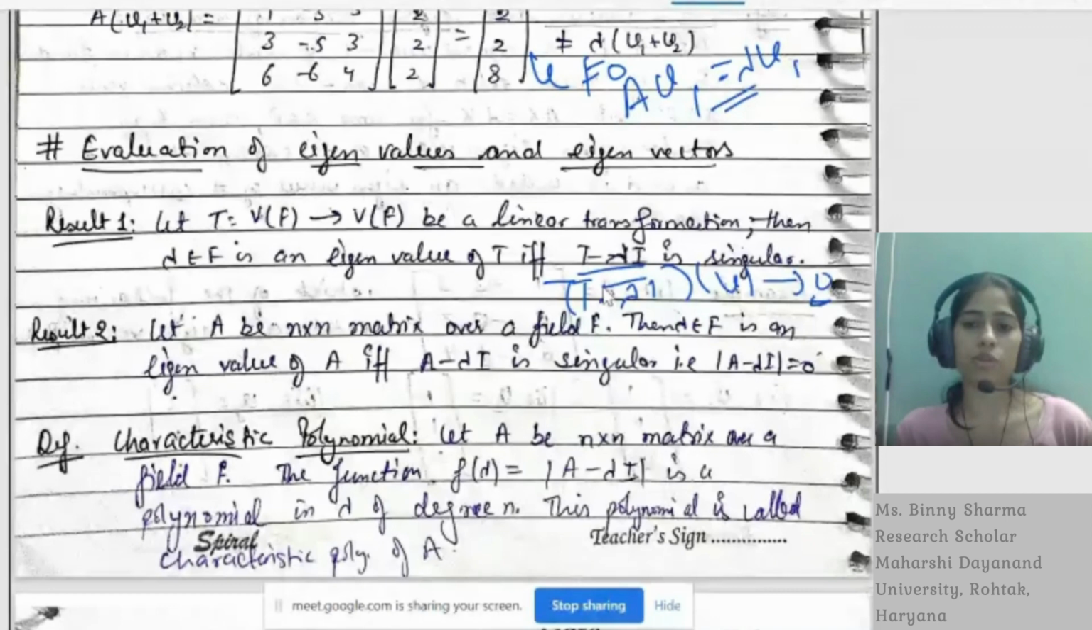It maps to the 0. But we have to clear V should be non-zero.